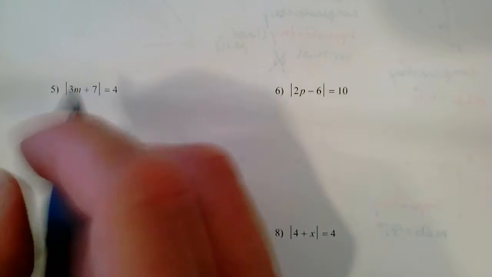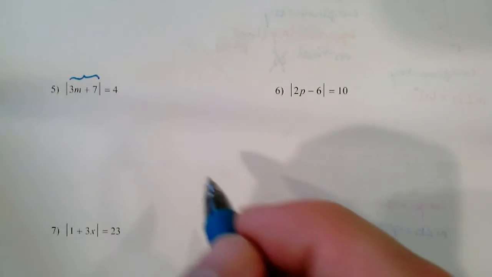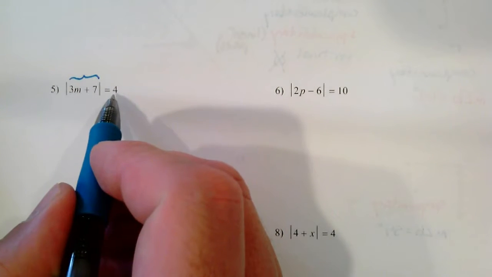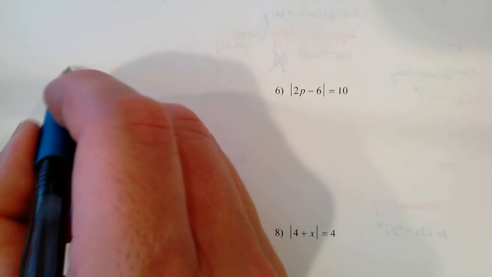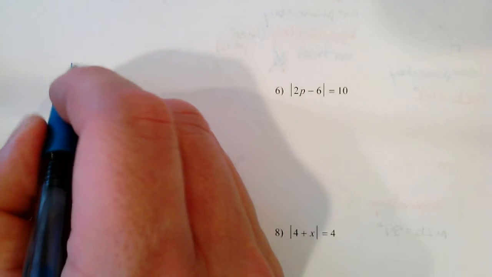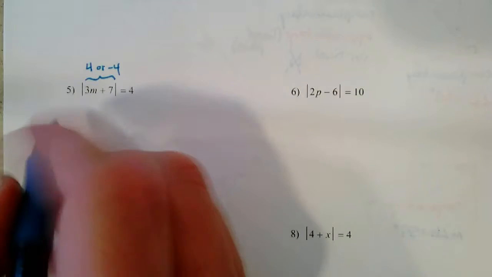Down here, another absolute value equation. Remember, absolute value means that whatever's inside these absolute value brackets is going to be 4 spaces away from 0 on the number line. So this could have two values. It could be 4 or negative 4, one of those two things. So we have to set up two separate equations to solve this.